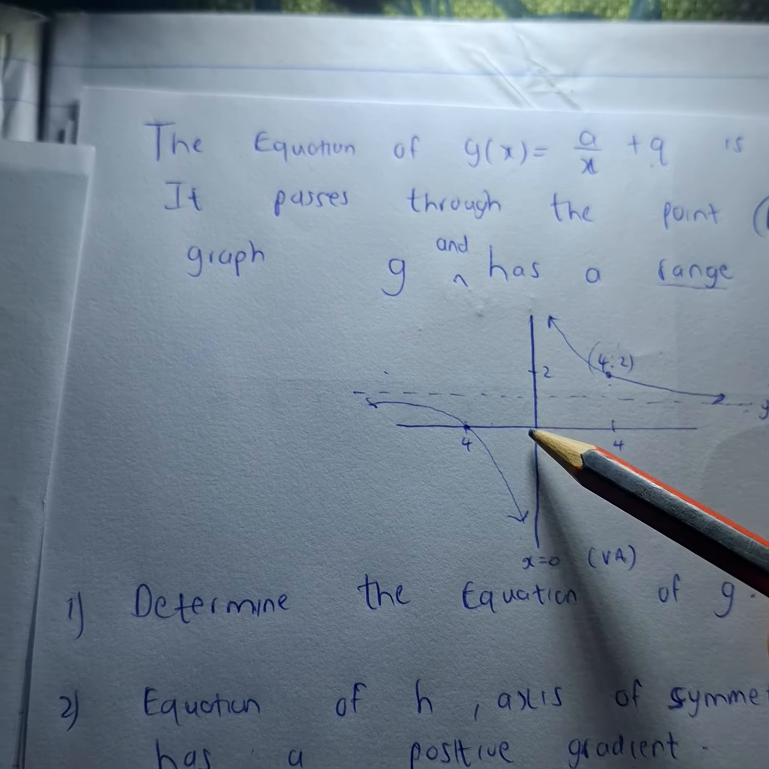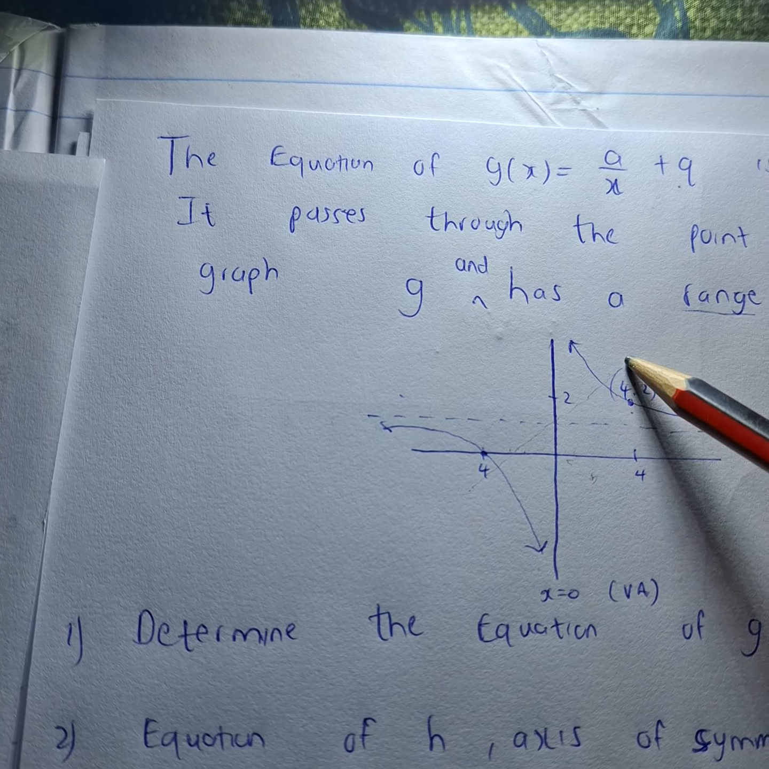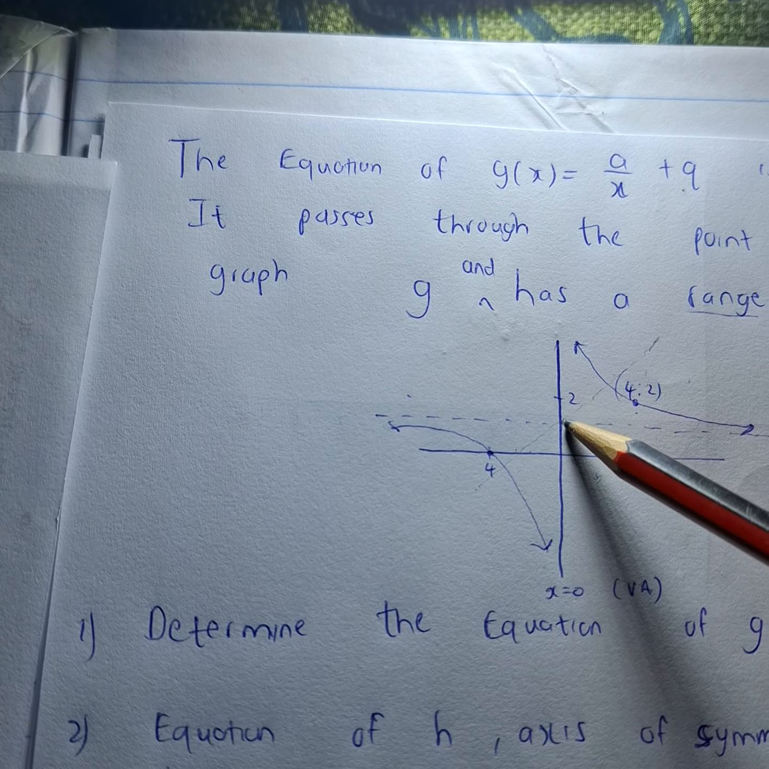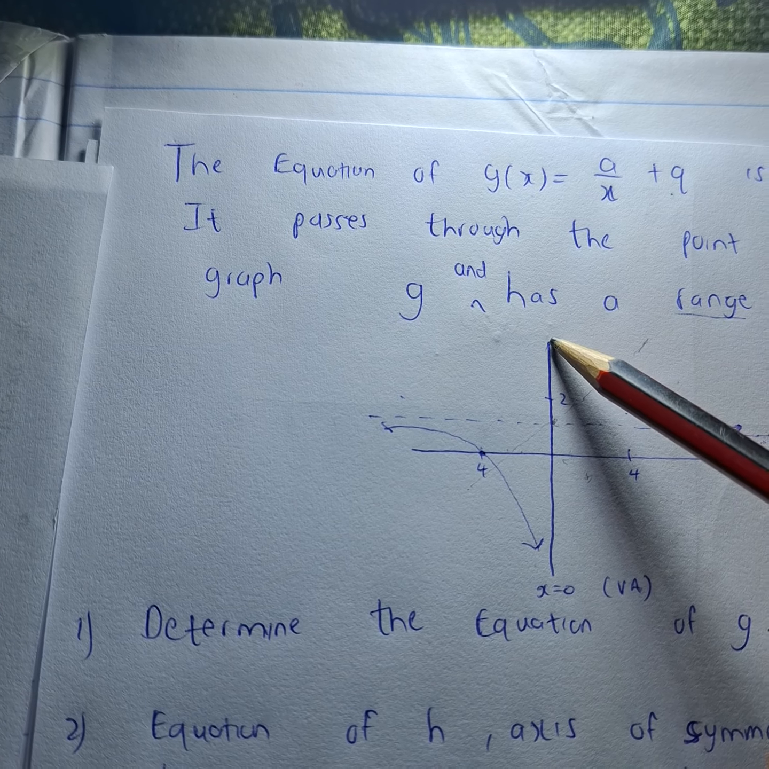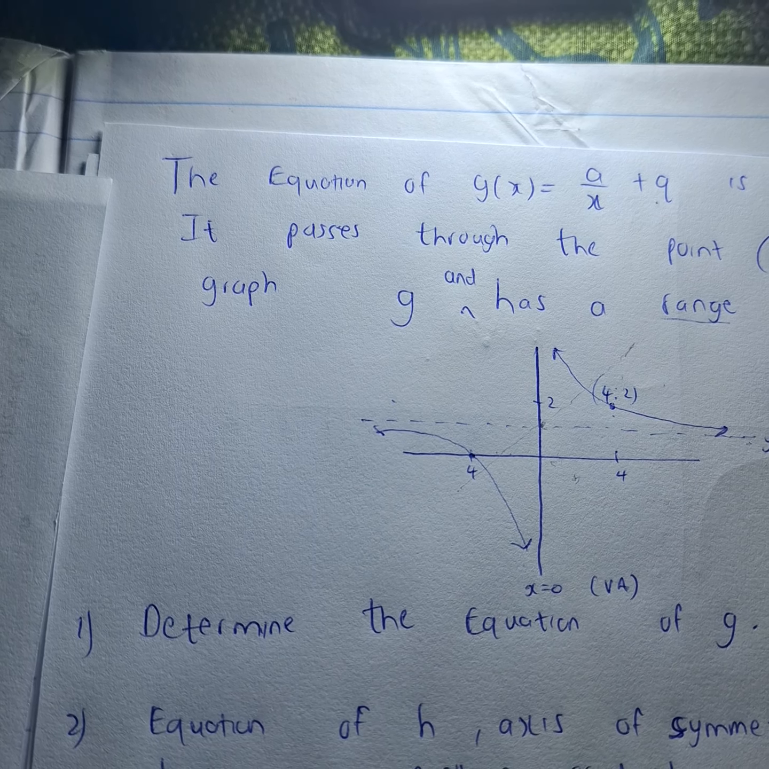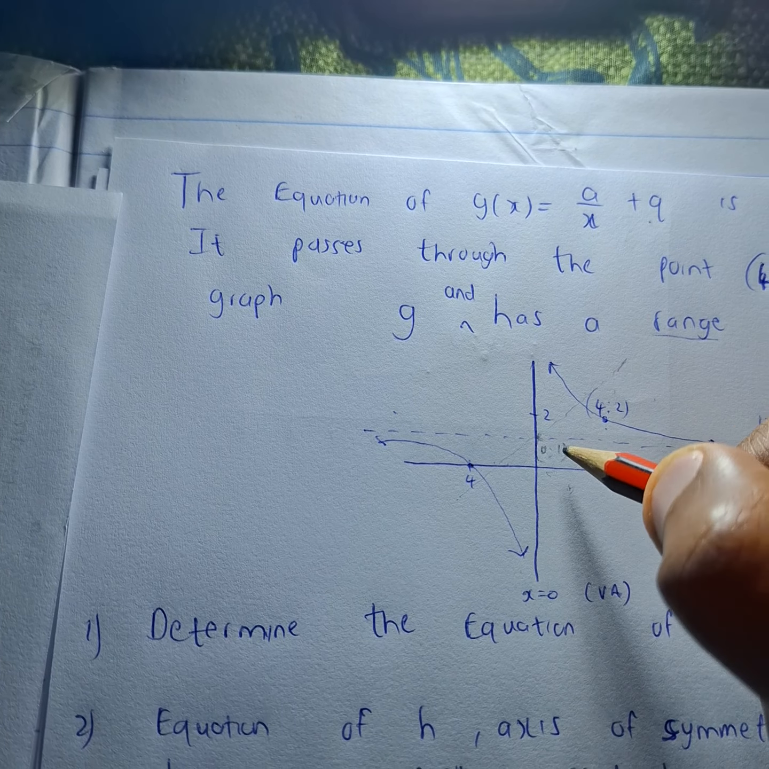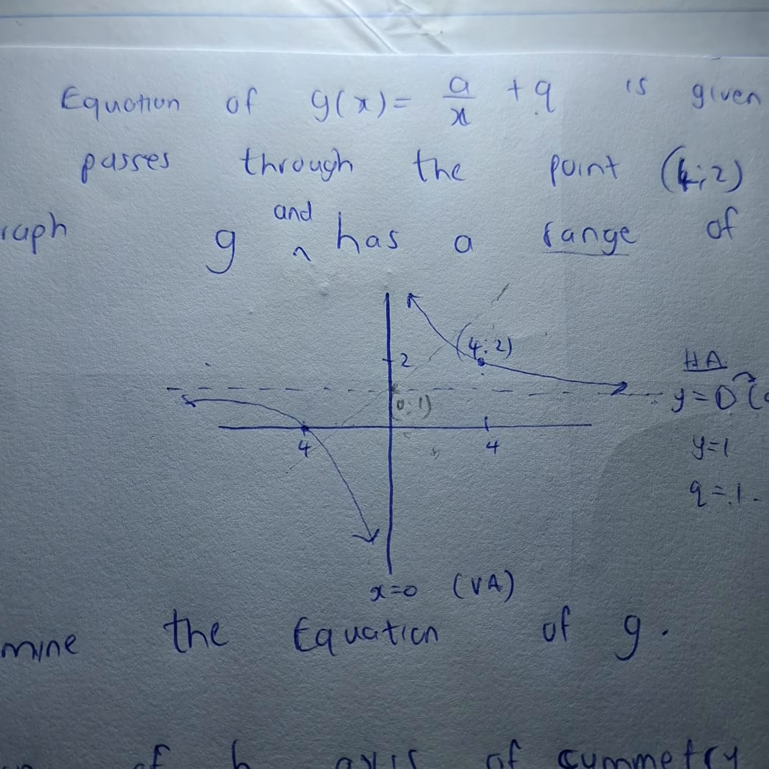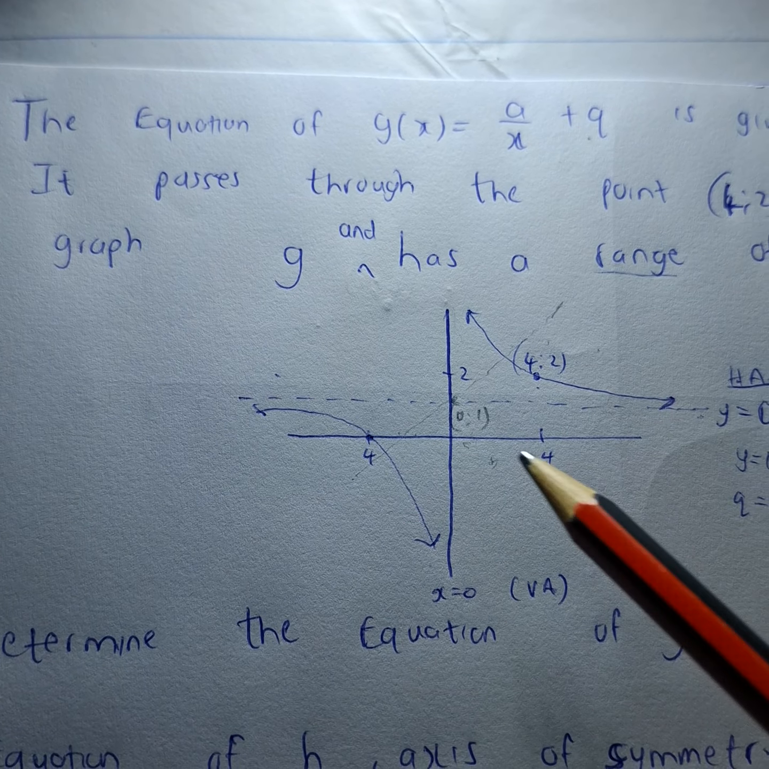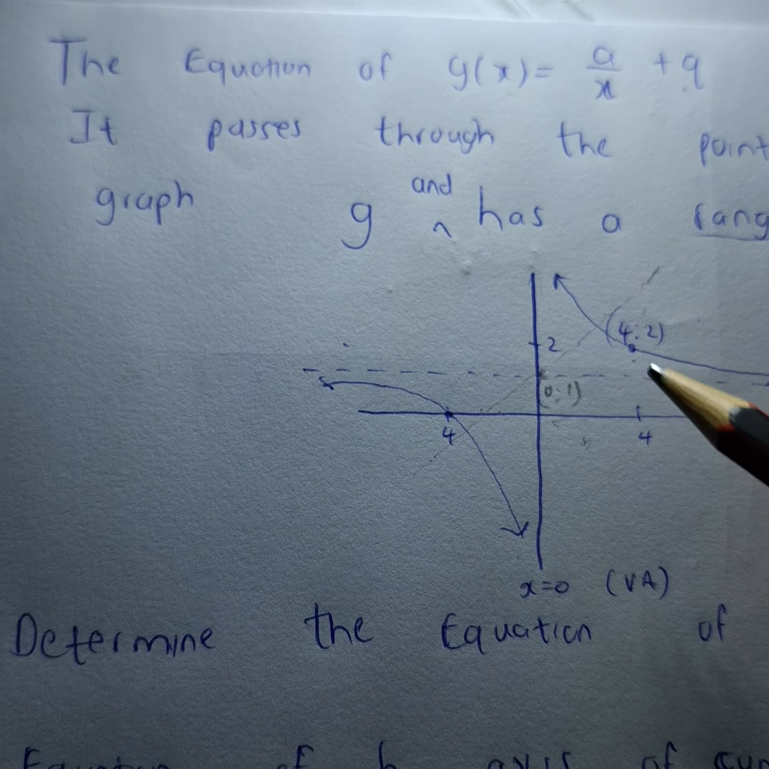hyperbola. There is a positive gradient axis of symmetry, and that positive gradient axis of symmetry actually passes through the point of intersection of the vertical asymptote and the horizontal asymptote. So obviously that would be (0; 1). That would be the coordinates of the point of intersection of the vertical asymptote and the horizontal asymptote. That is where the positive gradient axis of symmetry passes through.